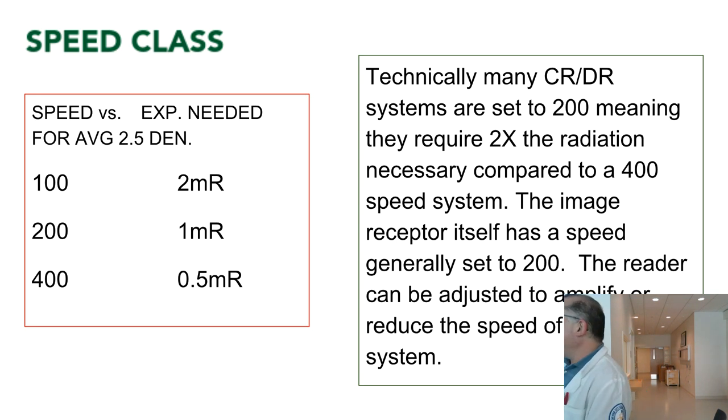So by adjusting that parameter there, you're actually changing the speed class, which if you increase the speed, it'll allow you to use proportionally less radiation. However, the image quality will go down. And that's what we want to assess when we do a lab within the lab.